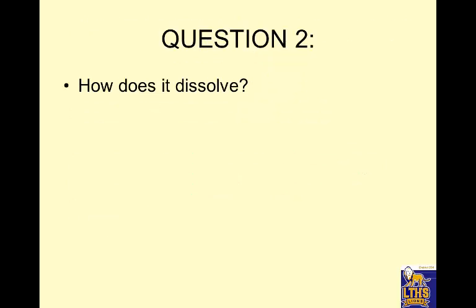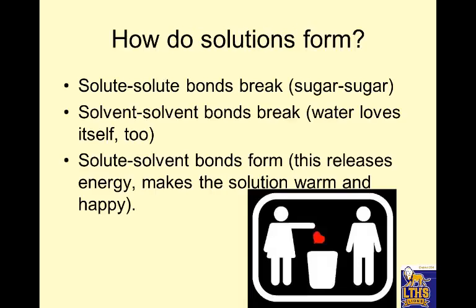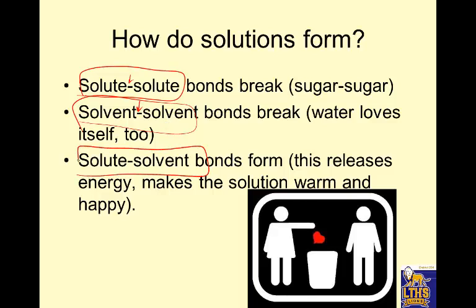How does it dissolve is the next question. In order for things to dissolve, you already have your solute, and it's attracted to each other by a bond. You already have your solvent, it's attracted by a bond. And so first, those forces of attraction have to be overcome. But once that happens, then new forces form between the solute and solvent, and that releases some energy, and so the solution is going to be happy.